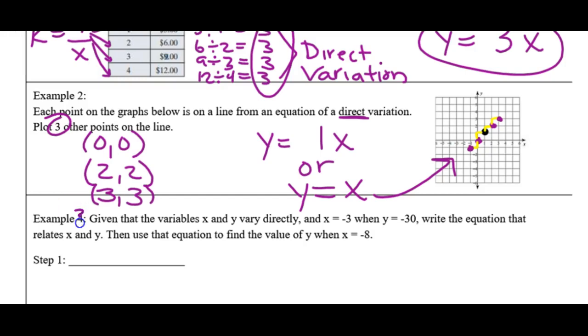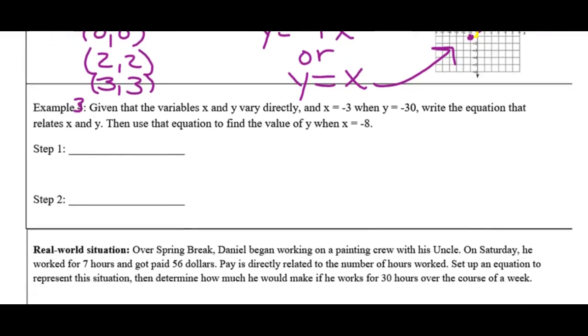That should say example 3. So in example 3, this one says, given that x and y vary directly, right there they're giving me some hints. I'm already thinking y is equal to k times x, and to find k, I do y divided by x, even before I've read the rest of the problem. It says, and x is equal to negative 3 when y is negative 30. Write the equation. That's one thing I have to do. And then I have to use that equation to solve another problem.